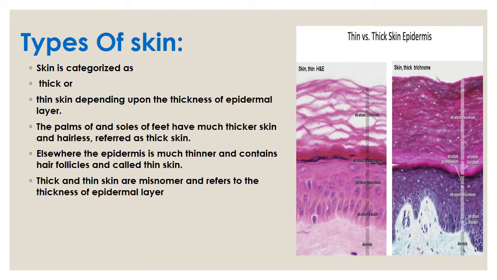So skin can be categorized as thick or thin skin depending upon the thickness of the epidermis layer. The palms and the soles of the feet have much thicker skin and they are hairless, which is referred to as thick skin, whereas elsewhere the epidermis is thin and contains hair follicles, which is called thin skin. Thick and thin skin are misnomers and they refer to the thickness of only the epidermis layer. So in thick skin, there is an additional layer, the stratum lucidum, whereas in thin skin, the stratum lucidum is absent.